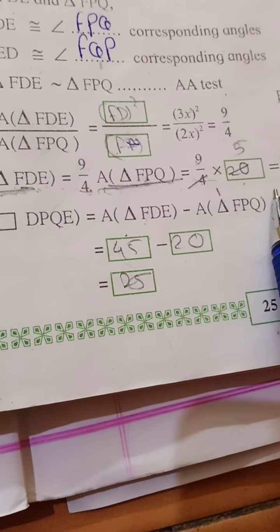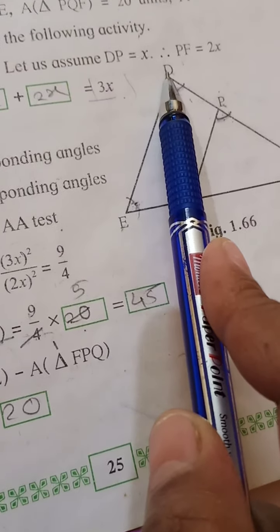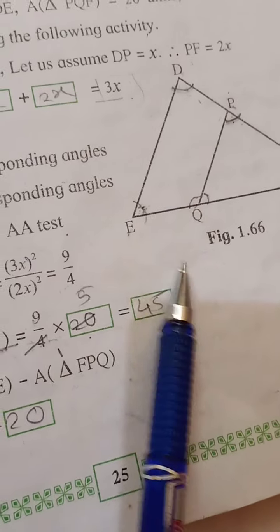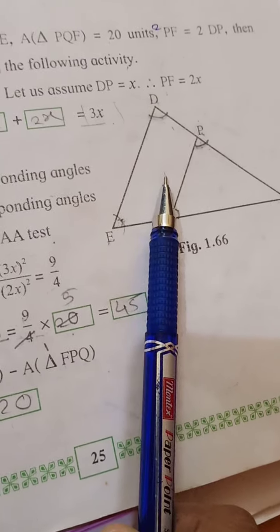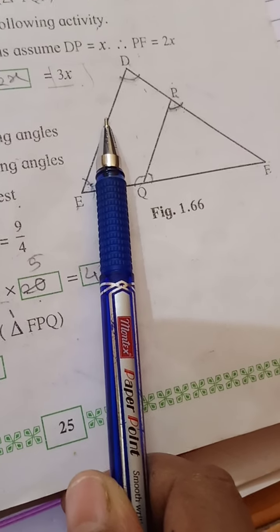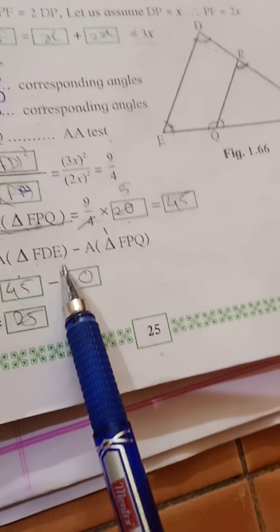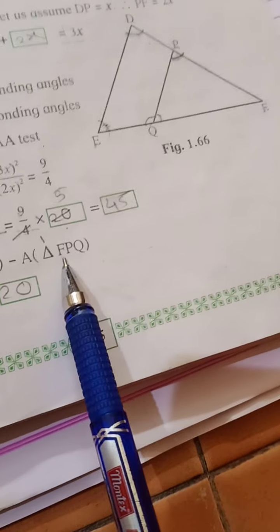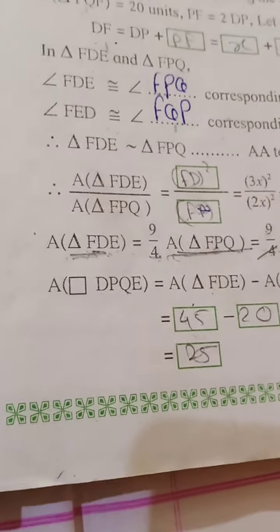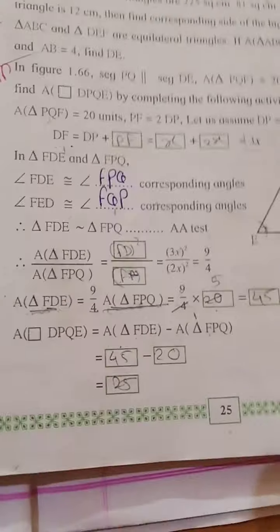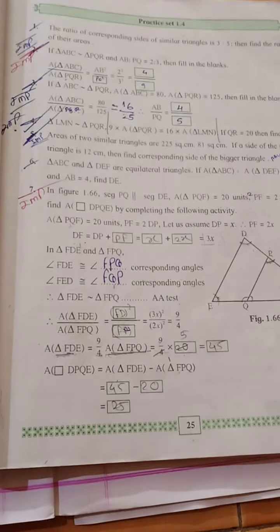Now they asked to find the area of quadrilateral DPQE. This quadrilateral's area you have to find out. So what you have to do is area of the bigger triangle minus area of the smaller triangle. So area of FDE minus area of triangle FPQ: 45 minus 20, which is 25.